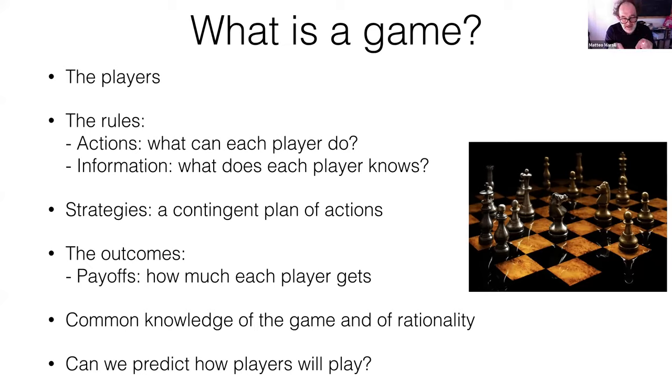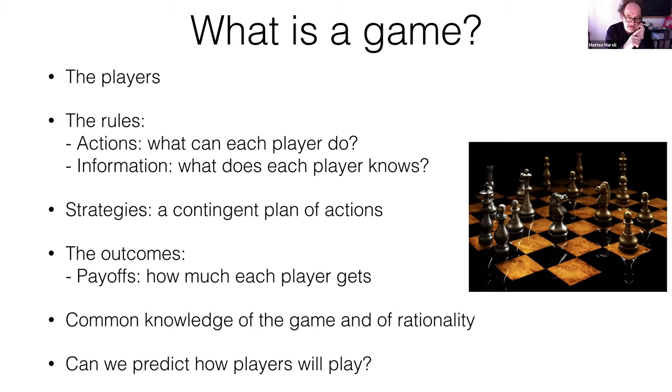And a strategy is a contingent plan of action, which means it's a sequence of actions that depend on the previous actions of the other players, and depend also on the information that the agent has. Okay, so a strategy is a function in a very high dimensional space. And then you have also to define the outcomes. So when is it that the game ends? And what are the payoffs that each player receives when the game ends?